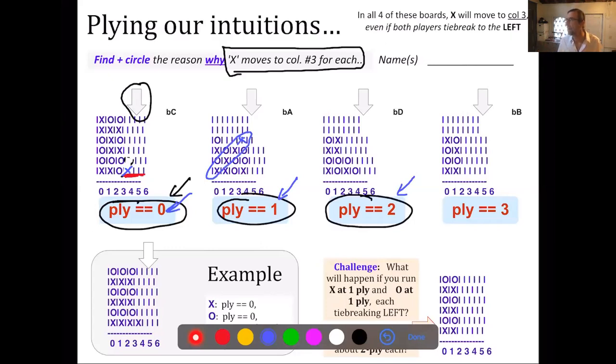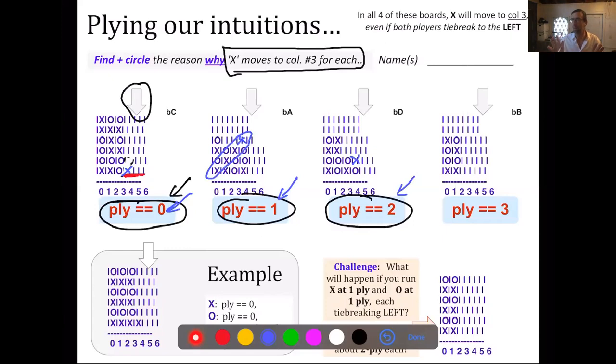So, I think now it's clear to me at least why you would move in column three. It's because there's no immediate win, right? So looking one move ahead, you don't see anything. Looking two moves ahead, you do see something your opponent would do, which is get those four O's in a row. So you would move to block that. So again, you're moving in column three to block that. Okay? So that's looking two moves ahead. That's ply two.